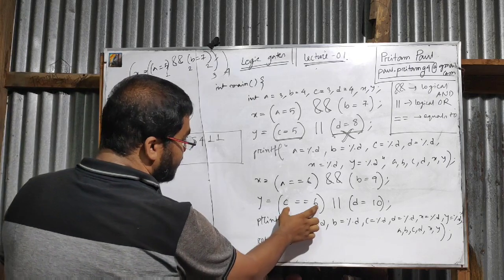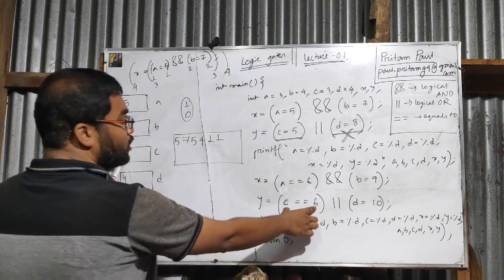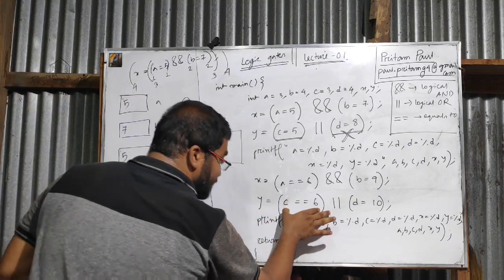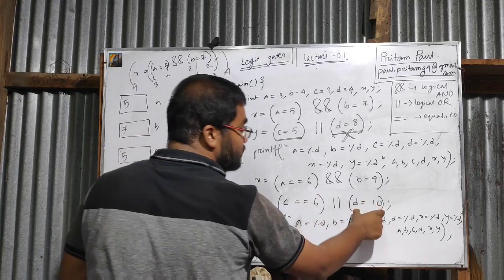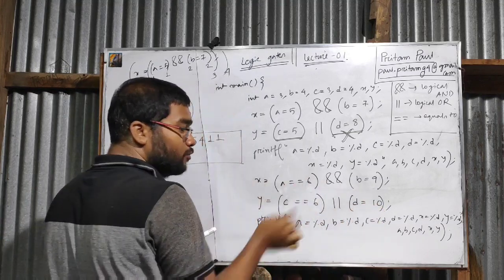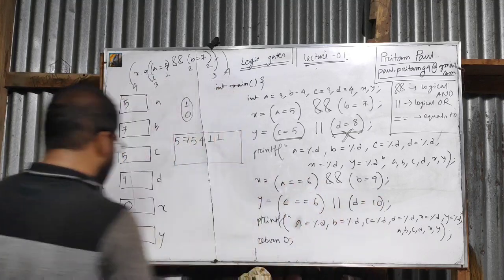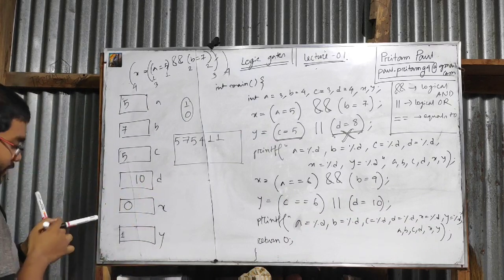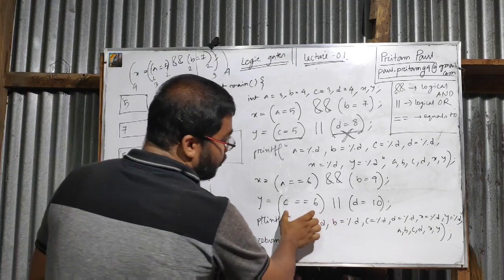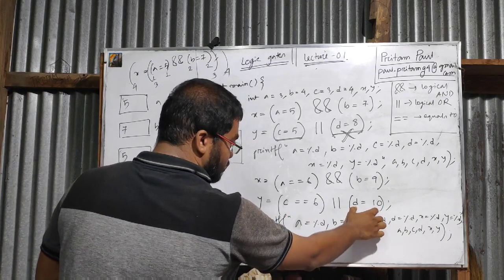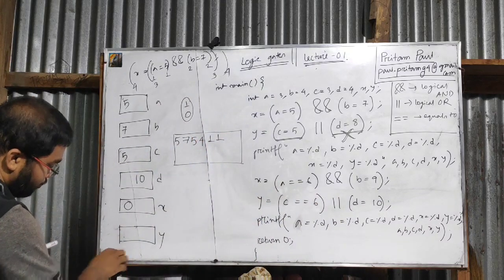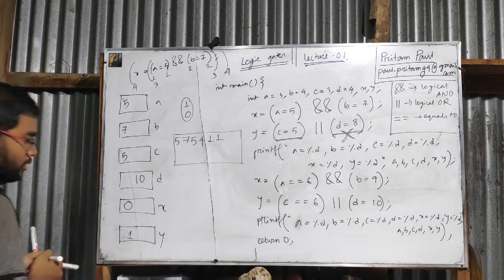After that, we will check c equal 6 or not. C equal 6? No. So this is 0. As it is 0, we have to go to this section according to OR logic, which I have taught you. So d will be replaced by 10. Now 0 or 10 is a true value. This is 1. So the whole thing is 1. That means y is 1. So 1 will remain 1.